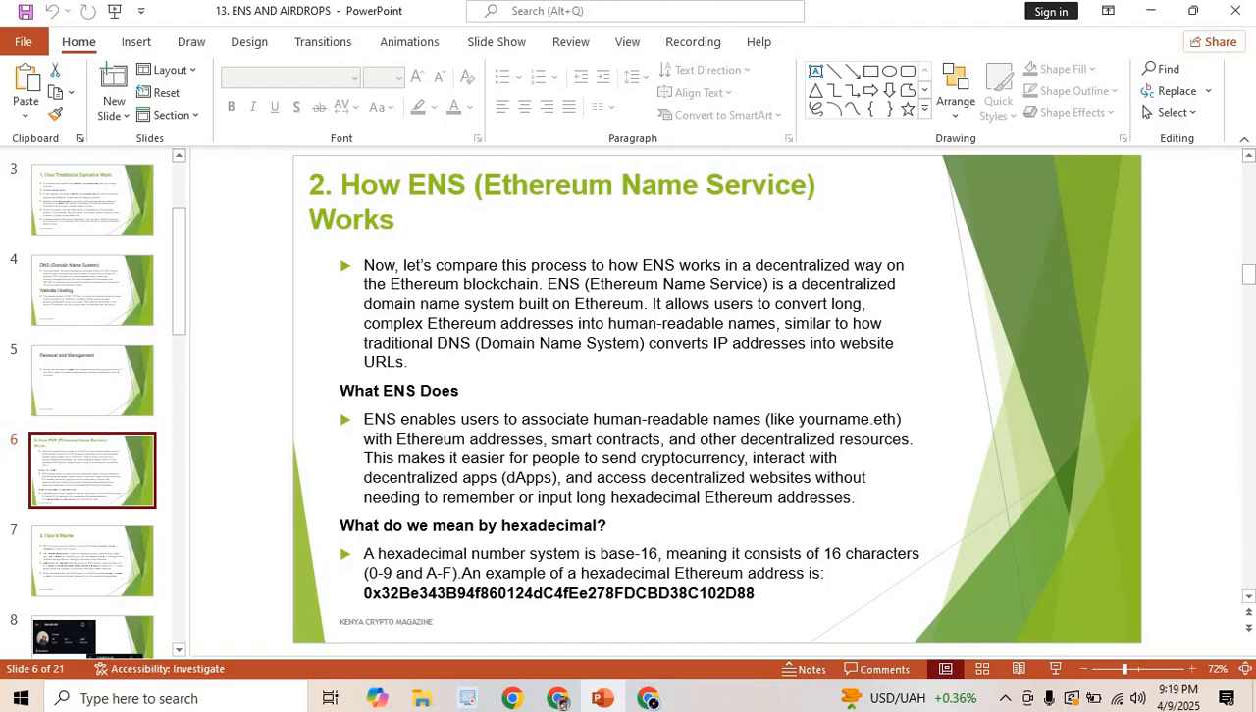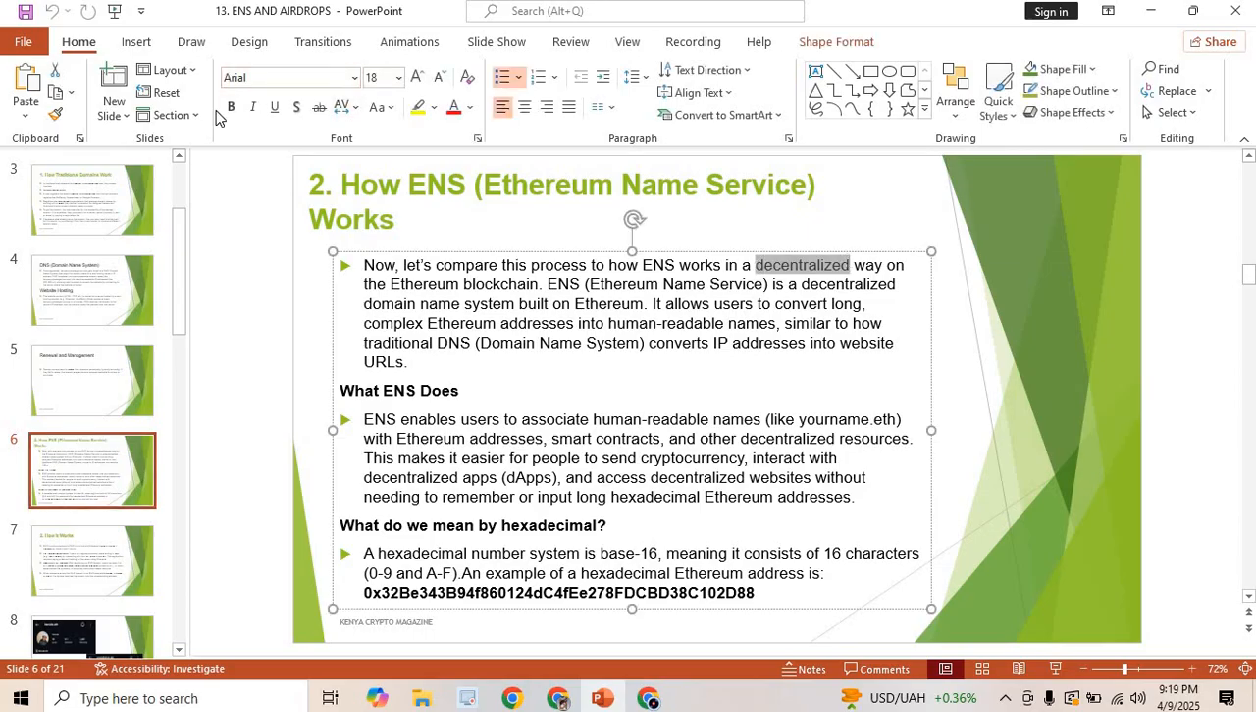So let's look at the Ethereum Name Service. Now let's compare how ENS works in a decentralized way on the Ethereum blockchain. ENS is the same as the DNS, the domain name service, that you've looked at, but in this case it is decentralized. ENS is a decentralized domain name system built on the Ethereum ecosystem.